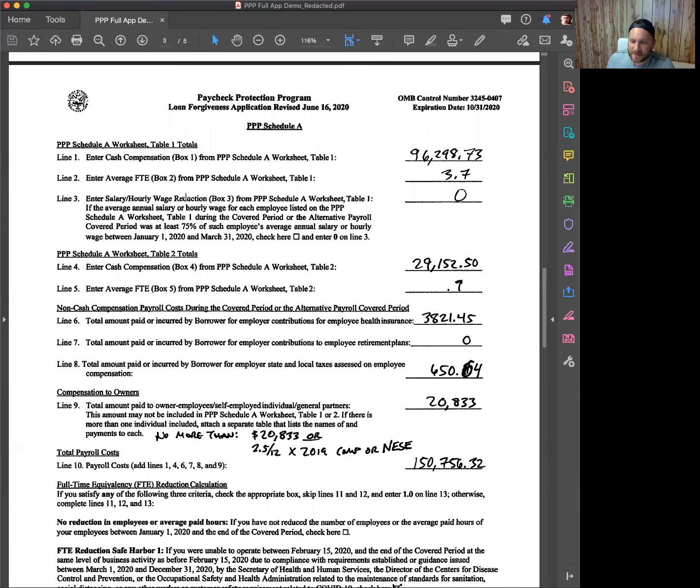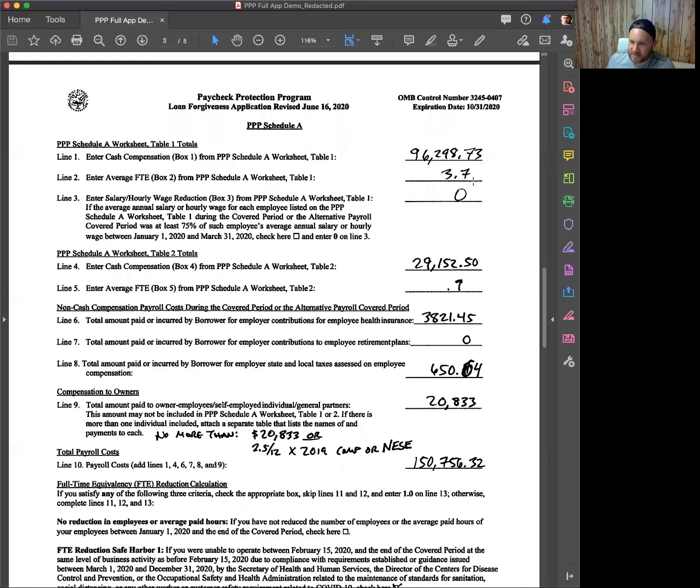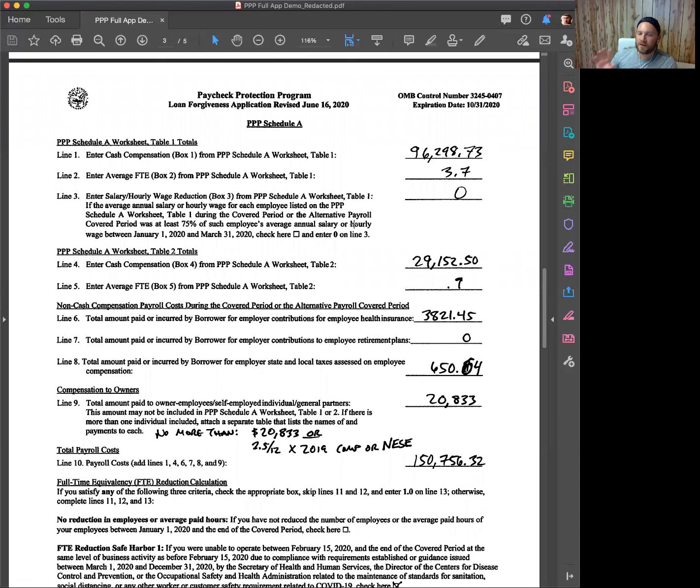In this case, I'm going to note one caveat: these are only applicable if you decreased by 25% or more, okay? So if the people made at least 75% of what they had been making, either on a salary or hourly basis, if that decrease was not more than 25%, you do not have to list their reductions, and you can just check this box and enter 0, okay? So that adjustment for salary reduction or wage reduction only applies for a greater than 25% decrease.